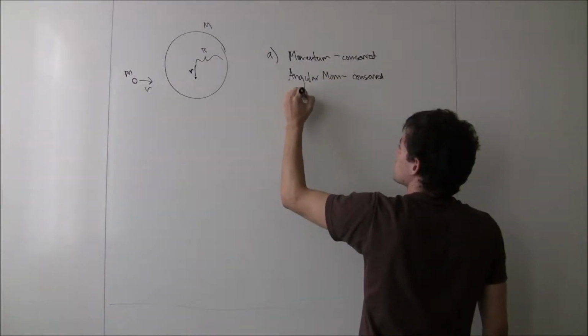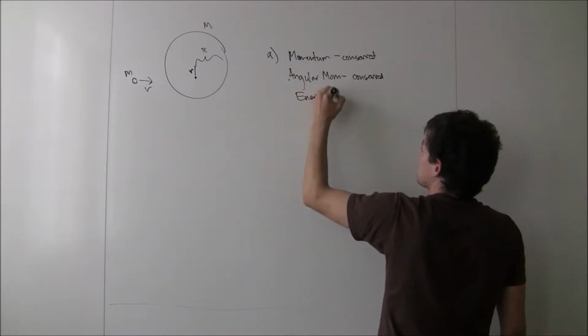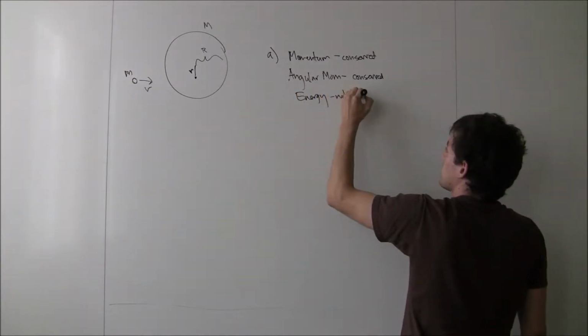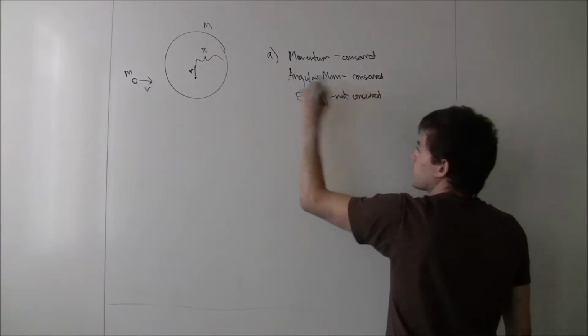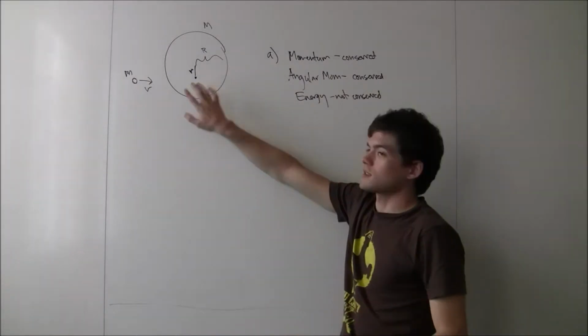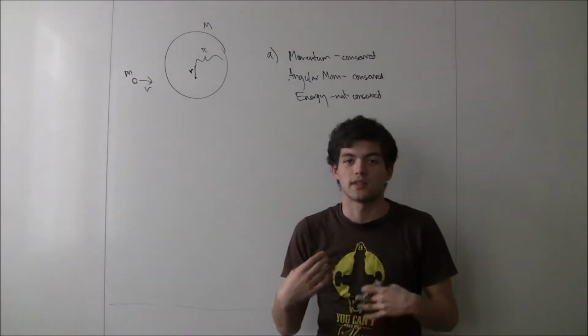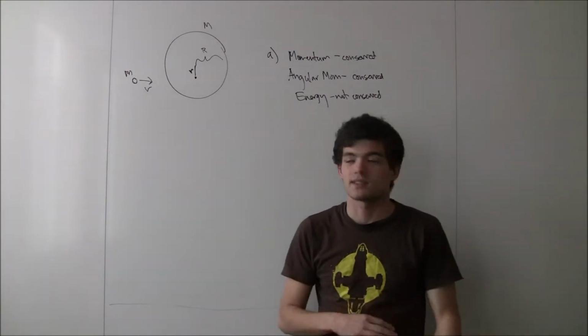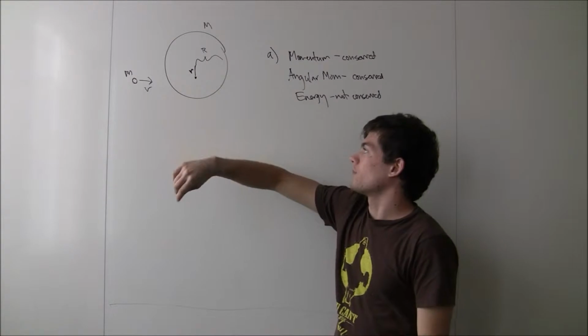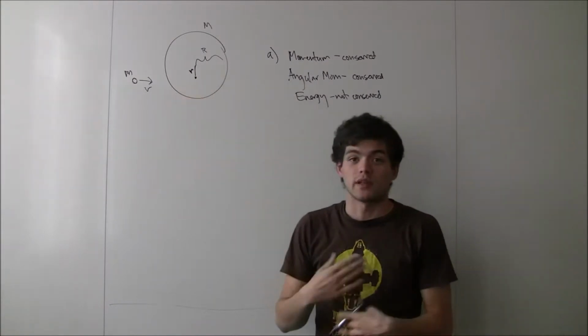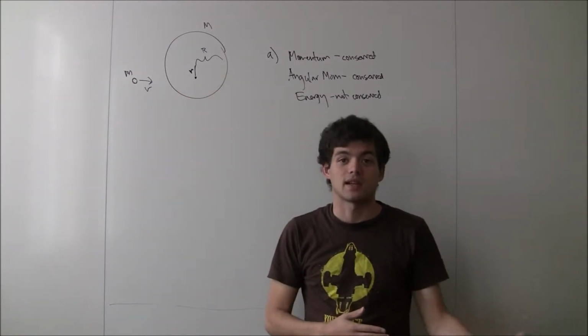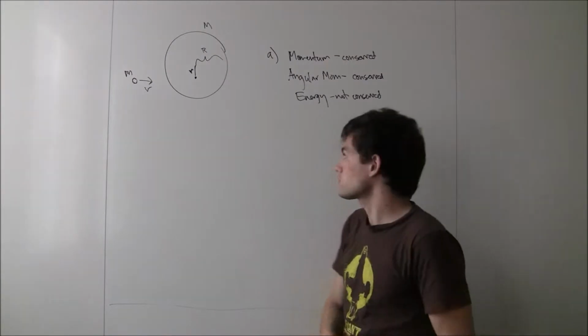However, energy is not conserved. The reason for that is that when the child lands on the disk and sticks to the disk, there's going to be some internal energy that's lost to heat or deformation of the disk, and so that energy is just going to be lost, and so kinetic energy cannot be constant throughout the collision.